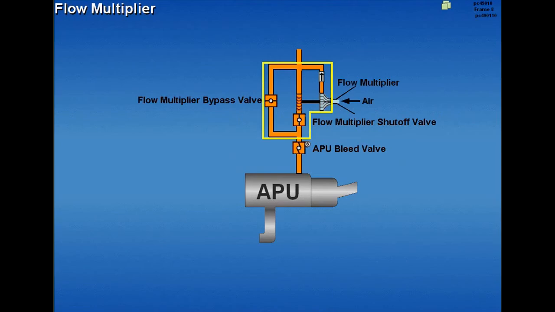Since APU pneumatic output is not adequate to operate both air conditioning packs, a flow multiplier is utilized when APU bleed air is used for dual pack operation. The flow multiplier operates to augment pneumatic air from the APU. During single pack operation, the flow multiplier is bypassed. An overheat sensor detects for excessive temperature in the flow multiplier.